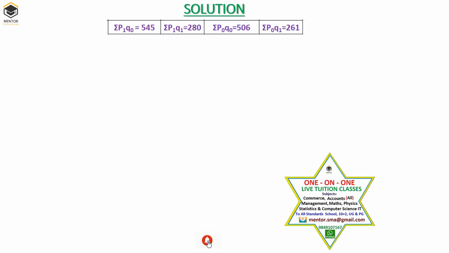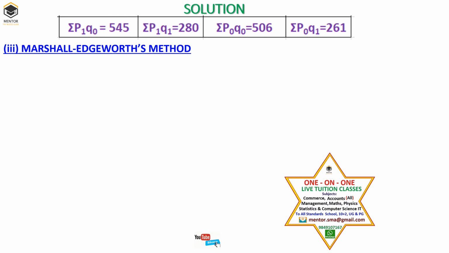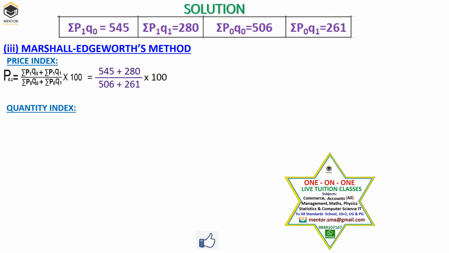Let's see the next. Okay, we know this one. These are our values from the final calculation of the tabulation. So let's see the first one, the Marshall-Edgeworth method. We know the price index and quantity index of the Marshall method. Here the author has given the weight to both the current year and base year. So these values I'm going to take from the tabulation. So 545 plus 280 divided by 506 plus 261. If I do the entire calculation, I will get a final value of 107.5.